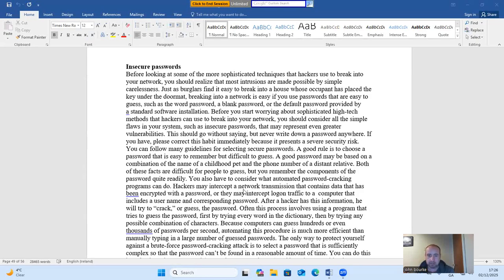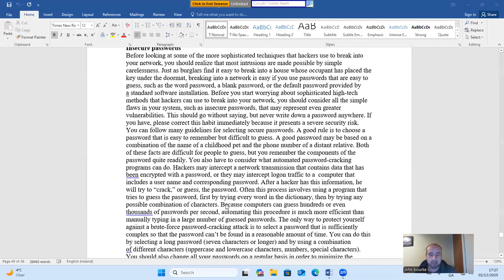Hackers may intercept a network transmission that contains data that has been encrypted with a password, or they may intercept logon traffic to a computer that includes a username and a corresponding password. After a hacker has this information, he will try to crack or guess the password. Often this process involves using a program that tries to guess the password first by trying every word in the dictionary and then trying possible combinations of characters.